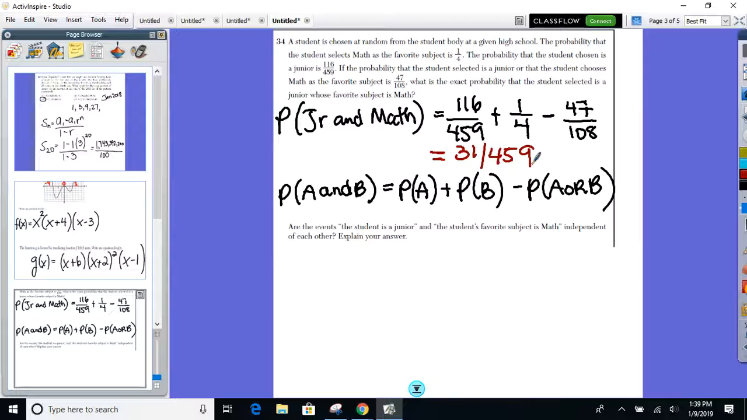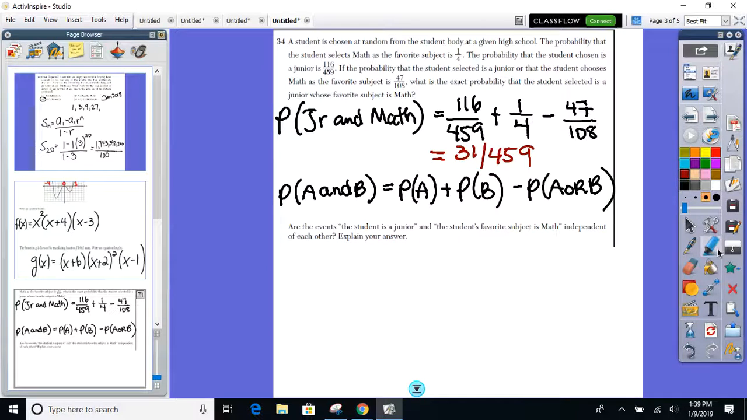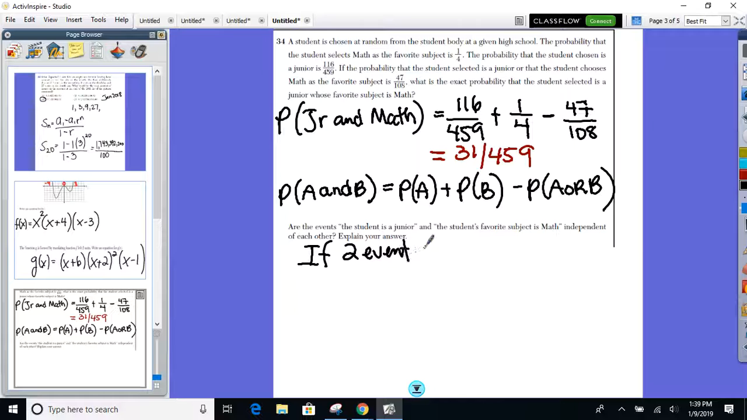Okay, are those two events independent? Go back to your formula sheet. Let's write down if two events are independent. We got a test for that. Here's the test. Anybody remember the test? It's okay. What do you got, Dom?